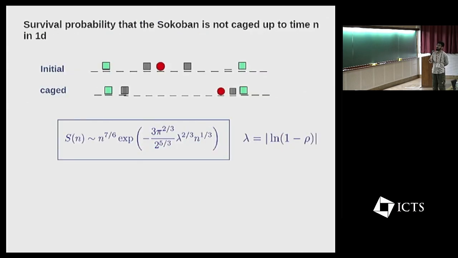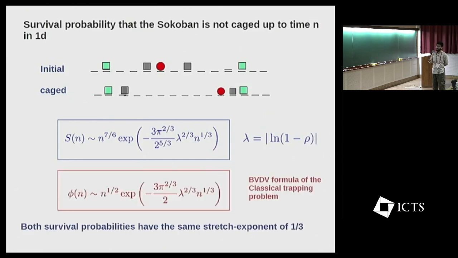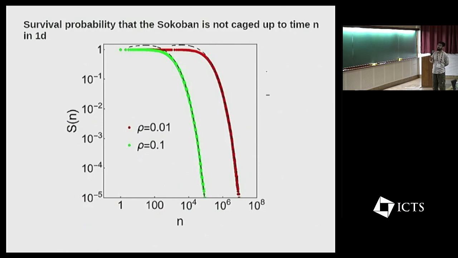So in one dimension, we showed that the Sokoban survival probability that it has not been caged has this kind of stretched exponential form. And I would like to recall the BDVD formula that we have for the classical problem. And here we see that the stretched exponential exponents are exactly the same for both models. This is the numerical verification of that.